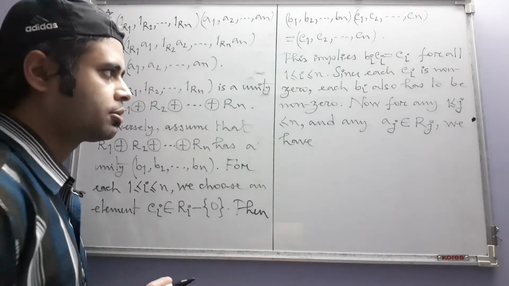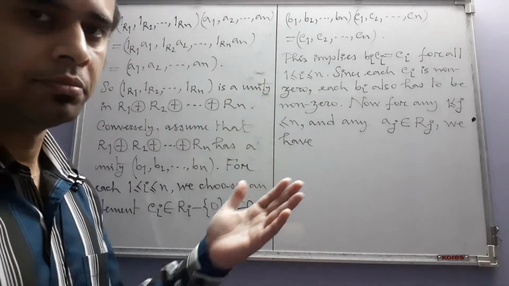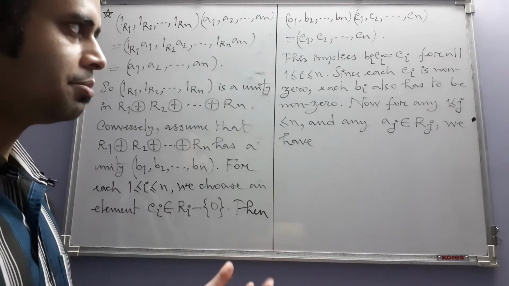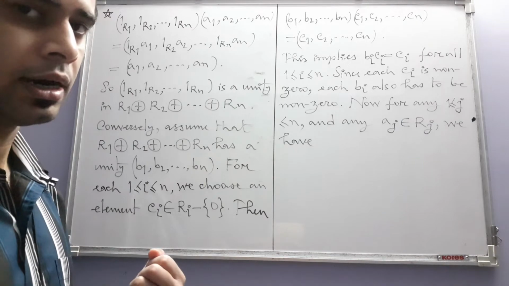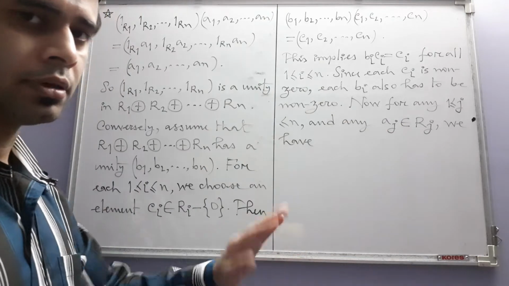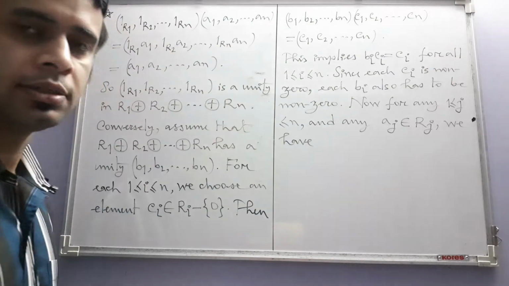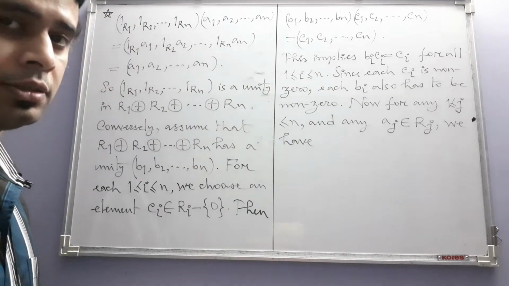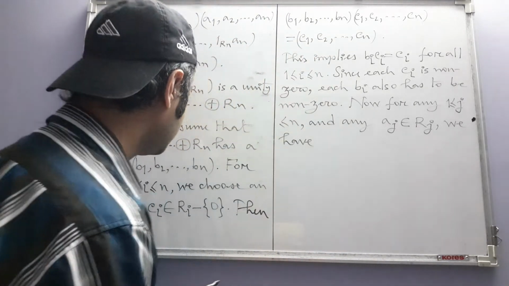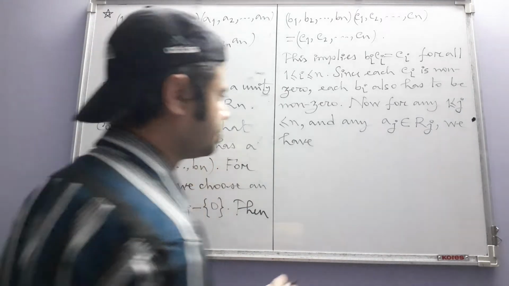Now our aim is to show, okay, we have shown that each Bi is non-zero. That means for this j, Bj is a non-zero element in Rj. Now our aim is to show that this Bj is actually a unity in Rj. So if we multiply any element in Rj by Bj in both the ways, that is Aj times Bj and Bj times Aj, both of them should give us Aj. That's what we want to show. And we can only use the fact that this is a unity in the direct sum.